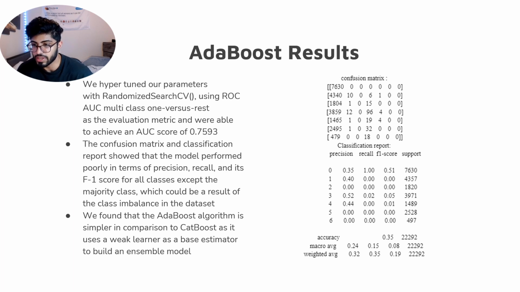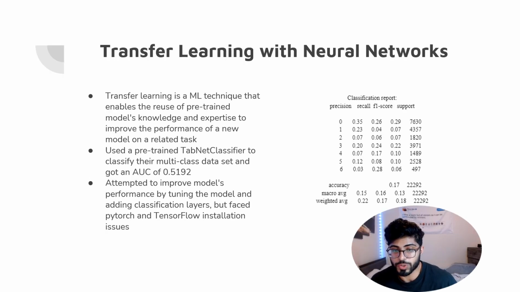The results showed the model struggled to classify the minority classes, which could have been a result of the class imbalance in the data set. It also uses a weak learner as a base estimator to build an ensemble model, and while the simplicity can be advantageous in some cases, here it limited the model's ability to capture the complex relationships between the features in this large data set. Our team also attempted to use transfer learning with neural networks.